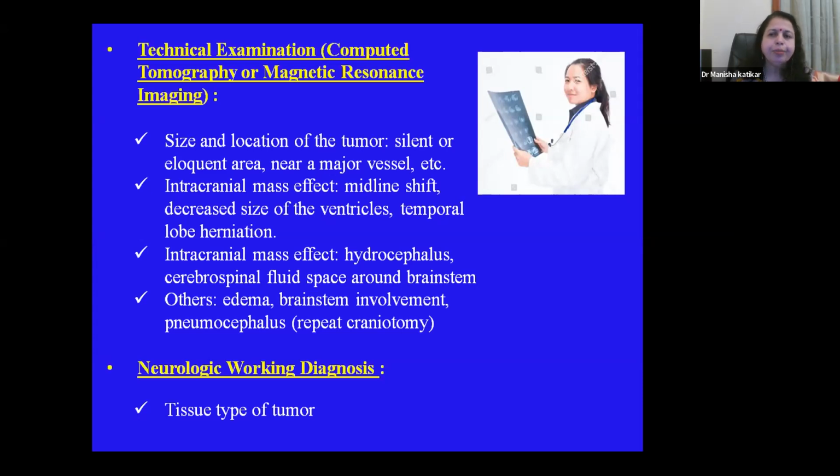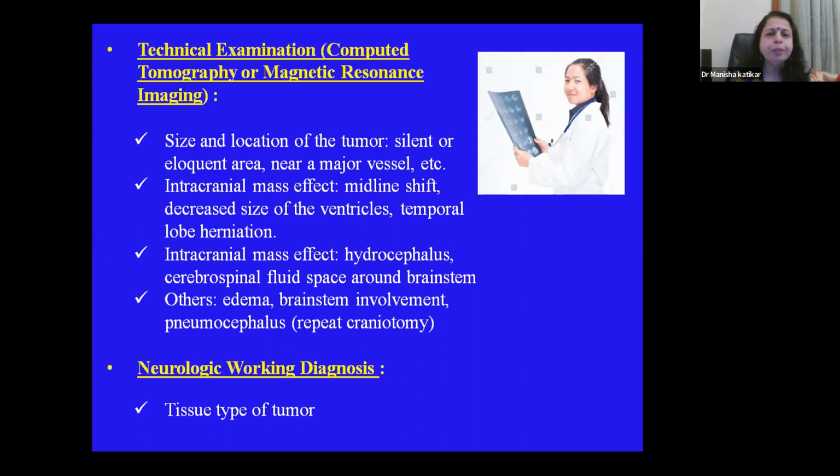At the same time, you need to discuss the CT scan or MRI with the neurosurgeons as well as the radiologist, which will give you some working diagnosis of that tumor. What is the tissue type of the tumor? I am stressing this point because if the tumor is near a very major blood vessel, or if the tumor has engulfed a blood vessel, then there might be a torrential hemorrhage when the surgeon is removing the tumor. So you need to be prepared for that.